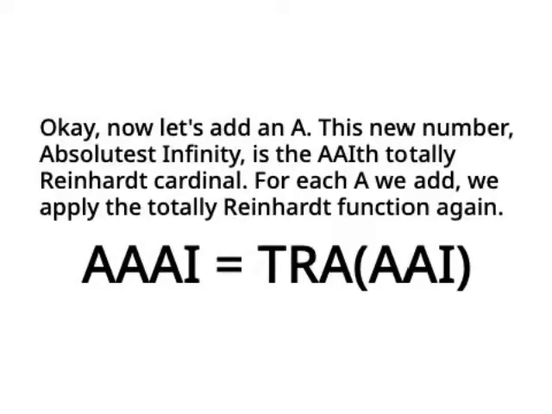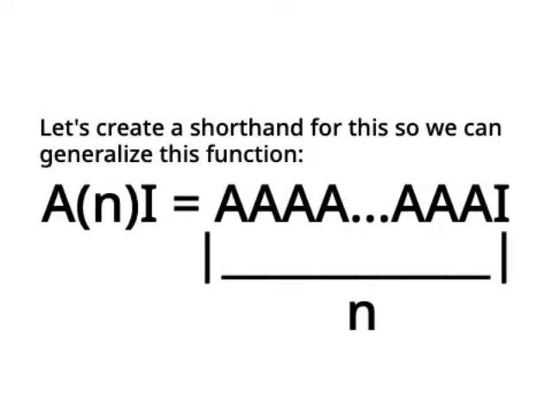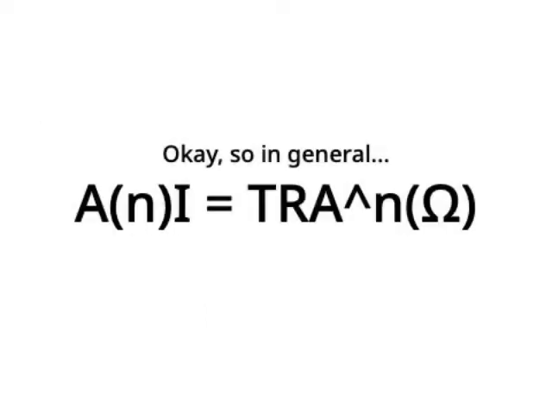Okay, now let's add an A. This new number, Aabsolute Infinity, is the absolute infinity-th totally Reinhardt cardinal. For each A we add, we apply the totally Reinhardt function again. Let's create a shorthand for this so we can generalize this function. Okay, so in general, I^n equals n repetitions of the totally Reinhardt function applied to Absolute Infinity.